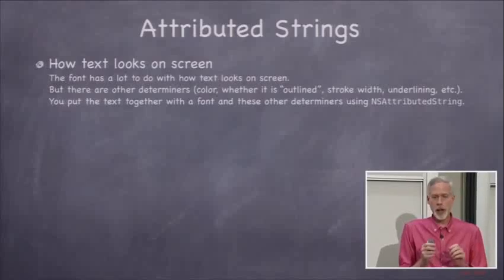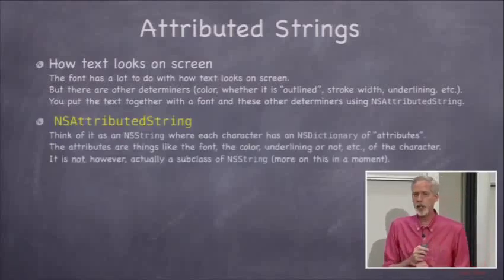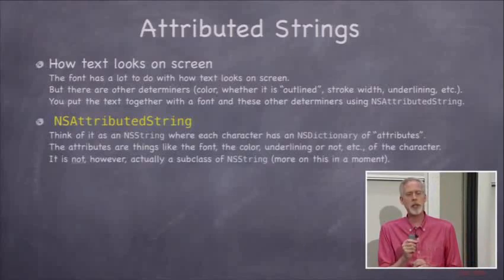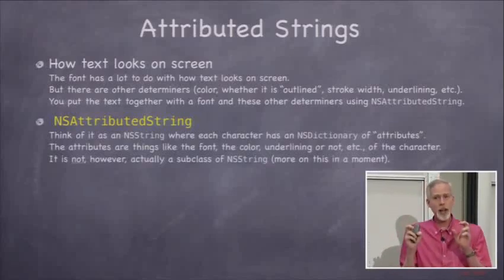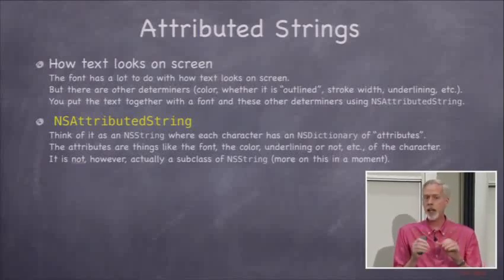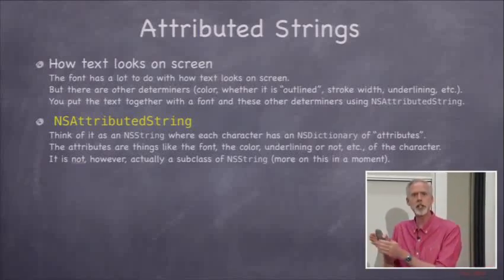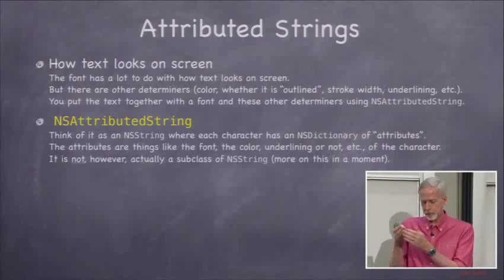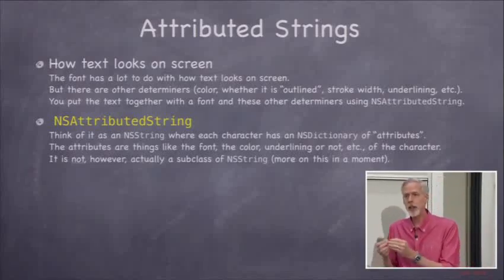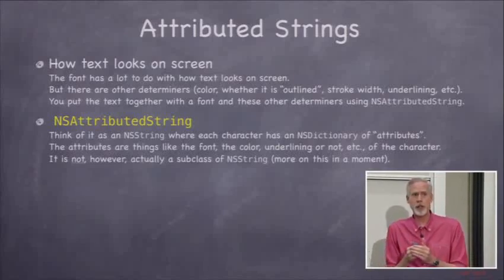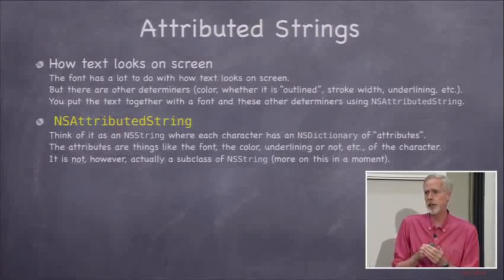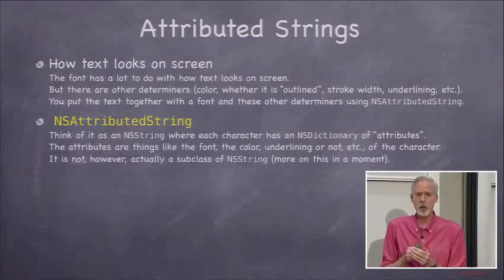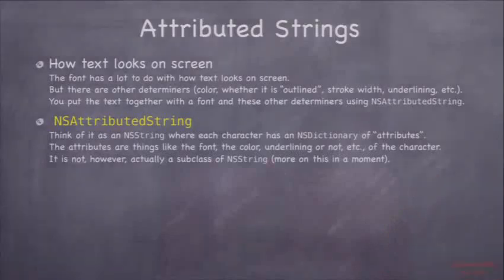So there's a new class that you're going to learn that's in Foundation called NSAttributedString. An NSAttributedString is very, very simple. It is not an NSString, but it's like an NSString where every character has a dictionary of attributes. And those attributes are like underlined or stroke width, the font, etc. Now, the reason I say it's like NSString, it's not a subclass of NSString. You cannot send it string messages. So that seems like a significant restriction, and it is, and we'll talk about how we're going to deal with that in a second.